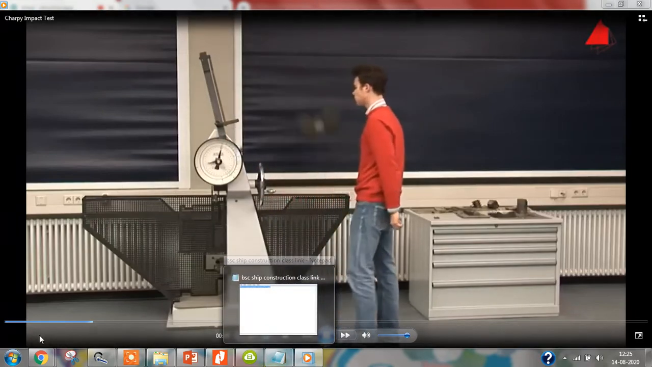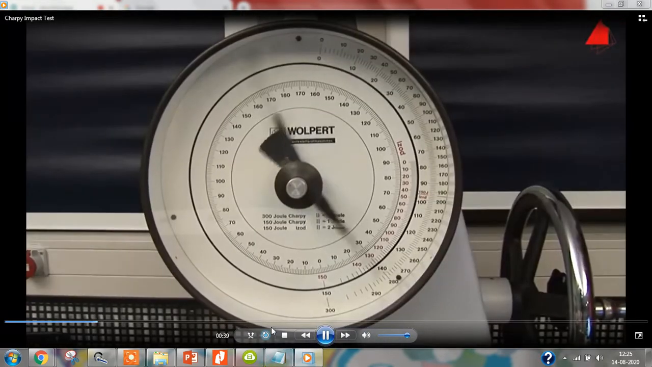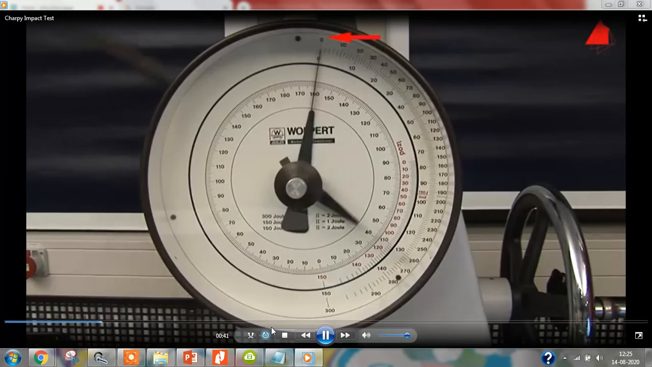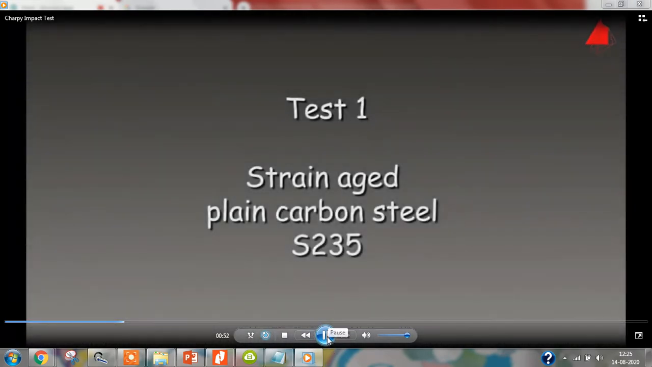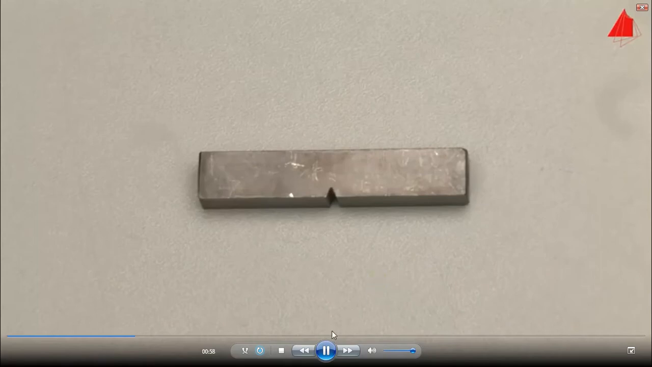Listen carefully. The drag indicator stops at position zero. This proves that the pendulum has the correct starting position and that the friction is correctly compensated. The machine is ready for the tests. First test, strain-aged plain carbon steel S-235. This is our test specimen.